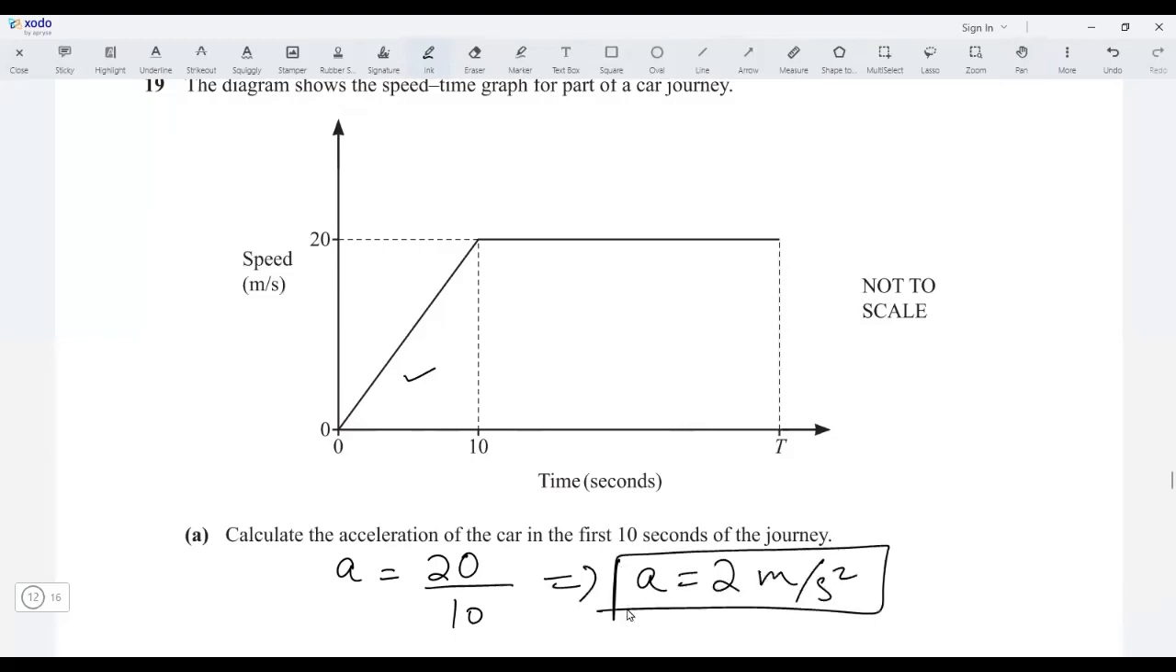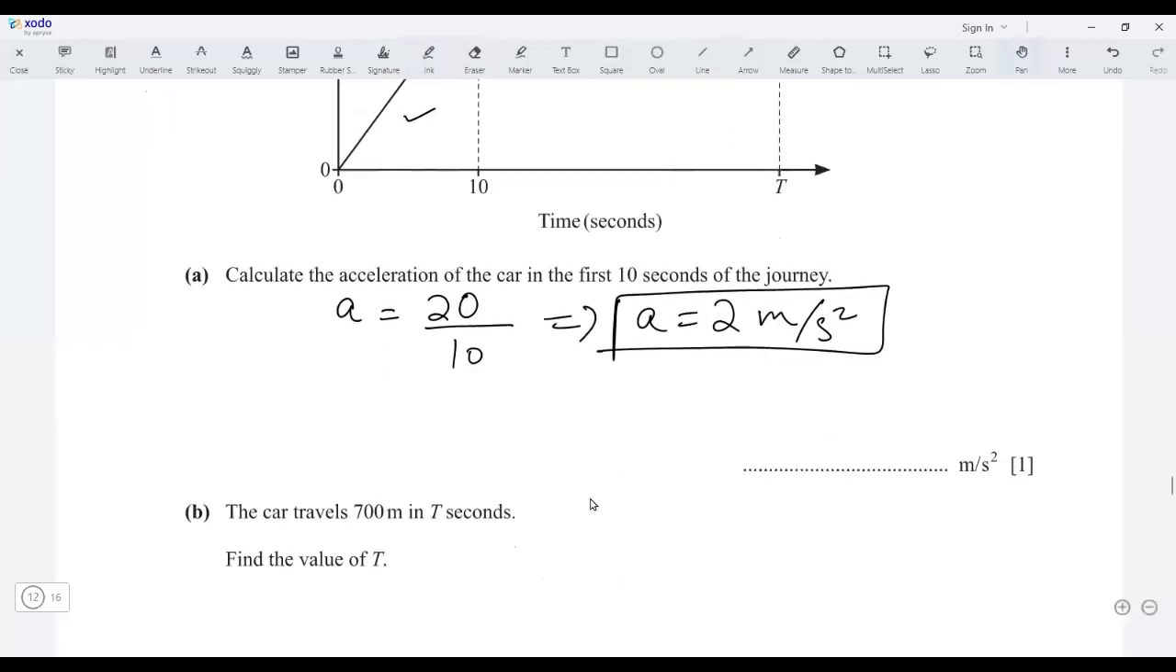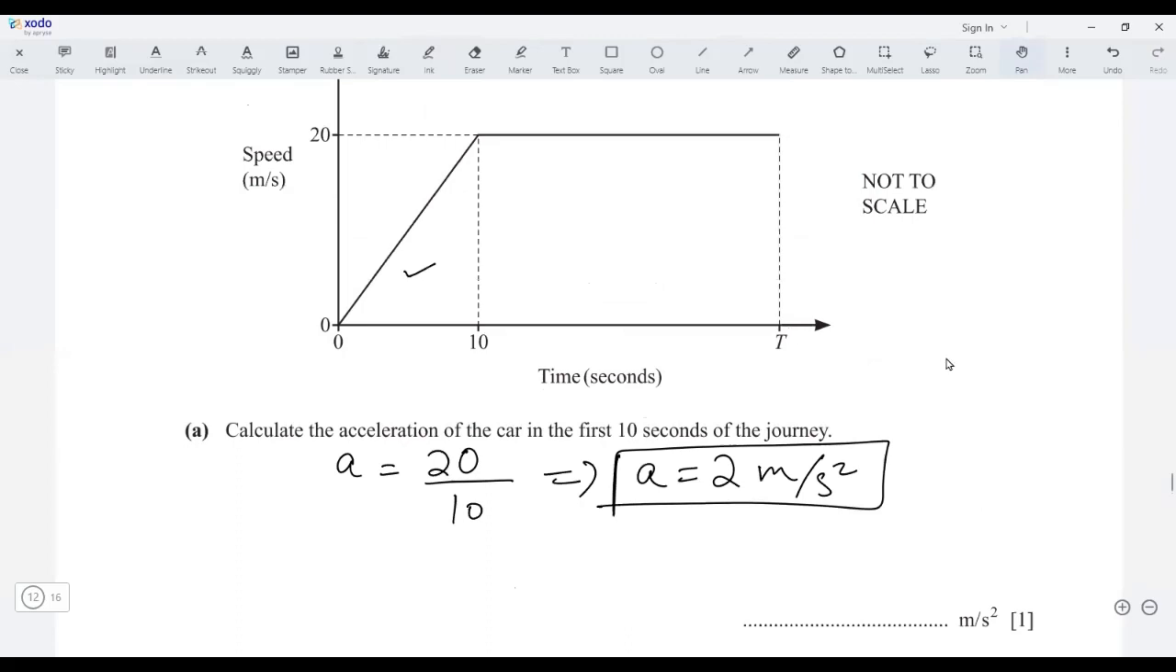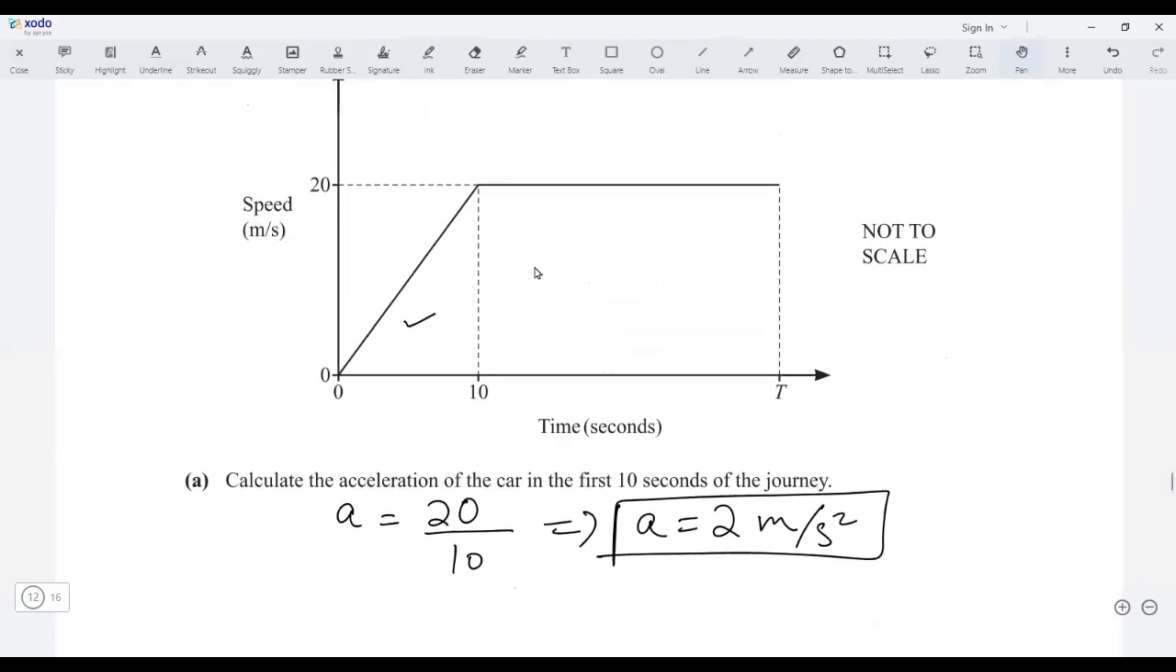The next question is where the overall distance is given. We have to find t. t is the final time here. So what's the complete figure? The complete figure is a trapezium. So we have to remember the formula for the area of a trapezium, because distance in a speed-time graph is the area under the curve. So it's half the sum of the parallel lengths times the perpendicular height.